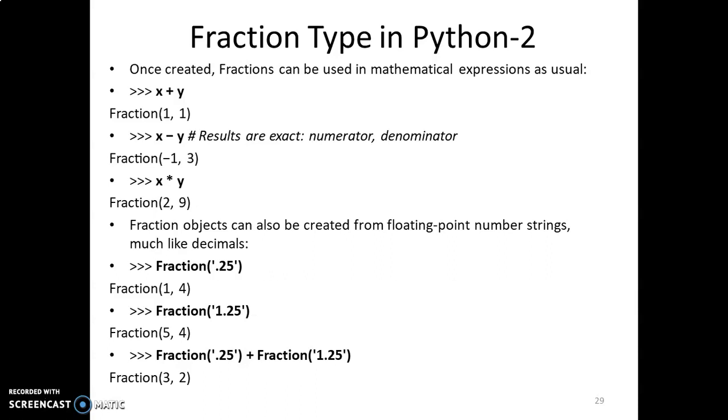Another way of representing a Fraction object would be, instead of passing two integers, to simply pass a floating point number as a string. Like we have done here, the Fraction function is passed a float number but enclosed in single quotes, so it is represented as a floating point number as a string. So this 0.25 is taken up as fraction 1 by 4 and this 1.25 is taken up as fraction 5 by 4. And obviously if you add them, you get the answer as fraction 3 by 2.